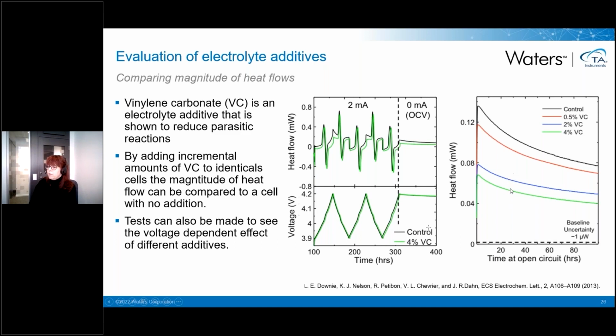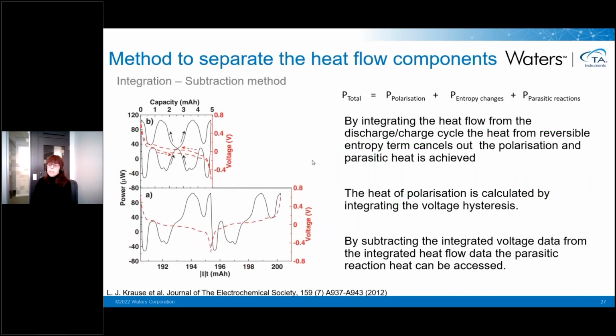After 2%, the improvement is not that much, so maybe it's enough to use a 2% additive in this particular battery. Then there is a method to separate the heat flow components as well, which is called the integration subtraction method. So you discharge and charge over a full cycle, do them the same, and measure the heat flow at the same time. And we know that the entropy changes are reversible.